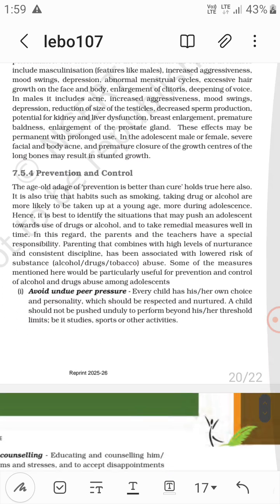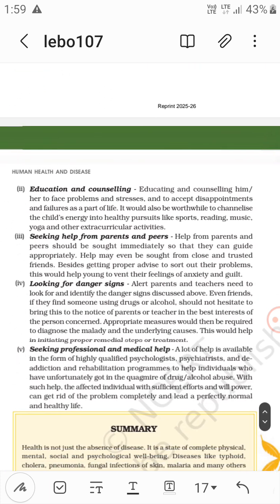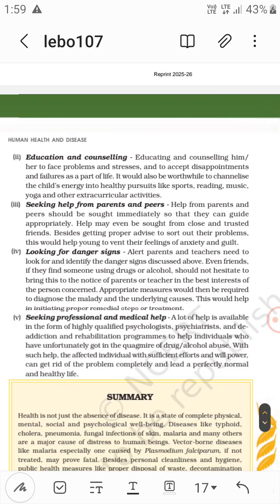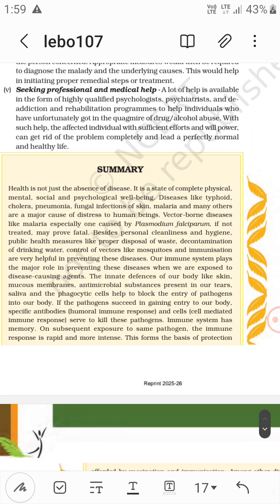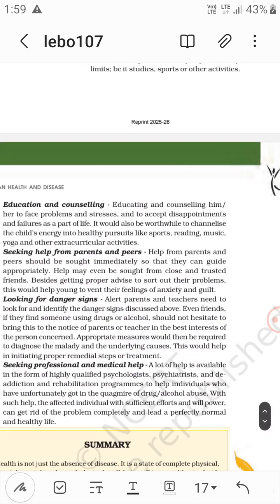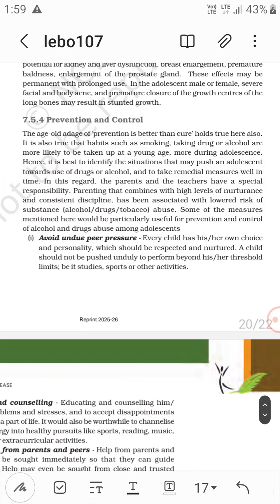Now prevention and control: avoid undue peer pressure, then education and counseling, then seeking help from parents and peers, looking for danger signs, and seeking professional and medical help. So this is your chapter and this is done. And prevention is better than cure.